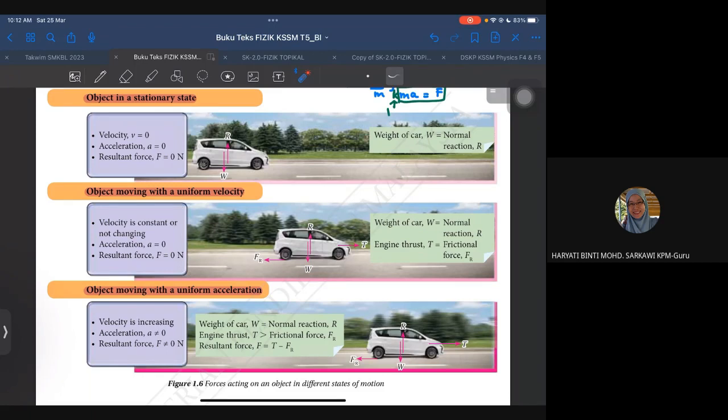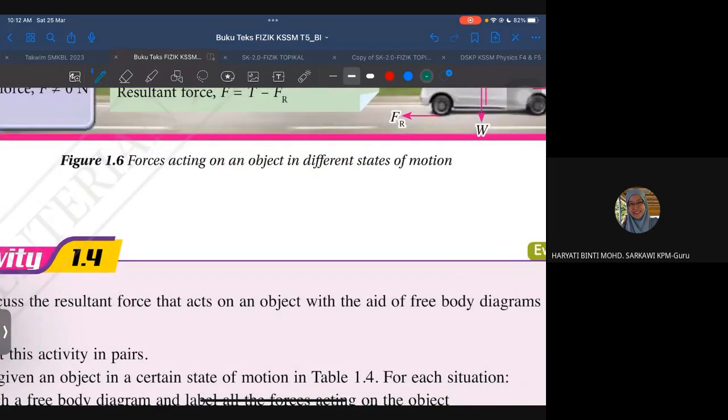Now, we look at these two. Object stationary, object moving in uniform velocity. So the resultant force sama, right? Zero, here also zero. For object stationary, acceleration is zero. Object moving in constant velocity, acceleration also zero. And you can see that the resultant force is zero. Actually, for resultant force, we can use the Newton second law formula. So F equal ma. This F is actually the resultant force.